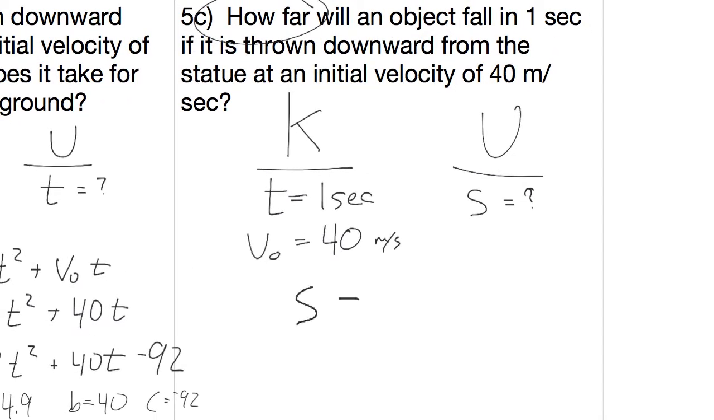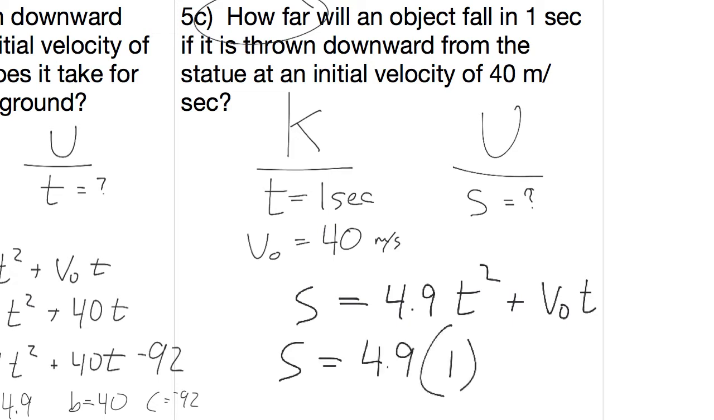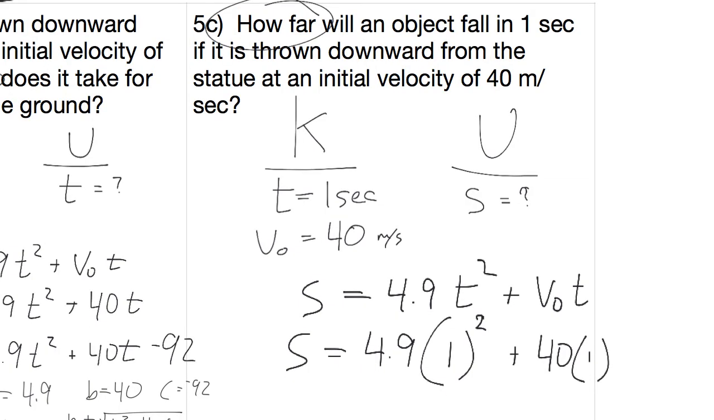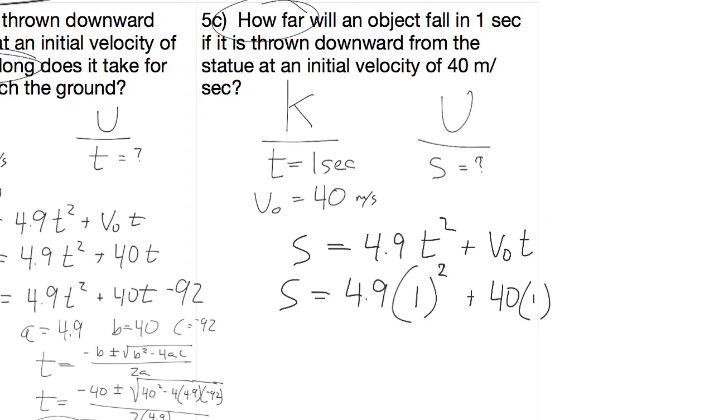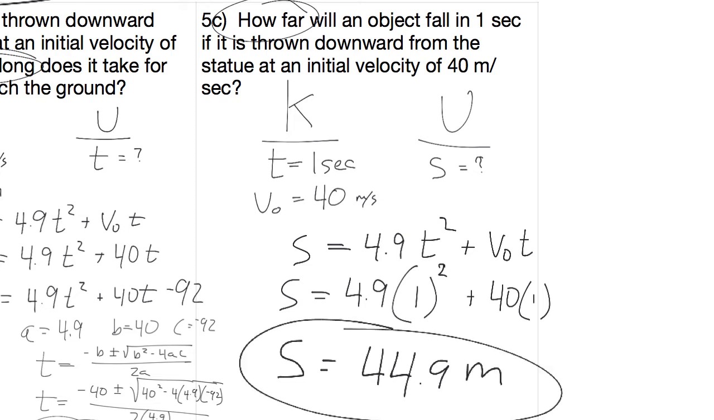In fact, we're pretty sure it won't be the full 92 meters because we just calculated in 5b, the last example, that it'll take 1.9 seconds. So where is it going to be after 1 second? The formula we need is s equals 4.9t squared plus v0t. Plugging in what we know, which is t equals 1 and v0 equals 40, you get all that. And then when you do the order of operations, you get 44.9 meters. And that's the answer.